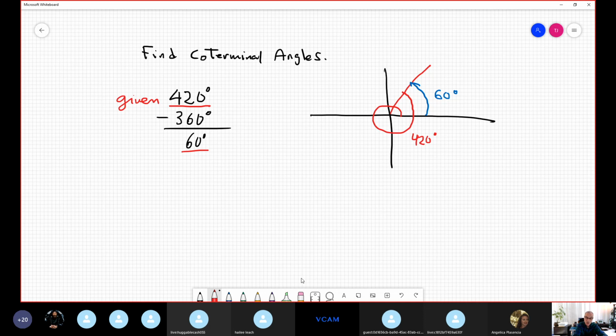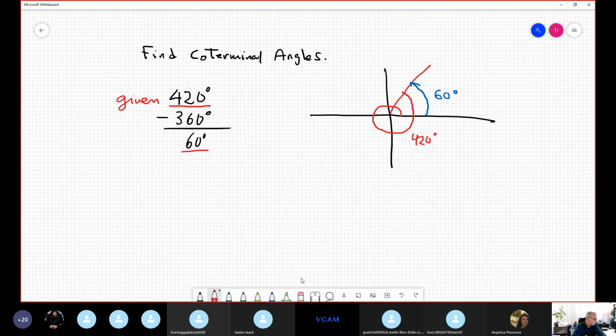This is important when we study the trigonometric functions. In the trigonometric function, you need to find the coterminal, because the trigonometric function for the 420 degree is equal to the trigonometric function of the 60 degree. We study trigonometric function next time, not today. Today is basic angle. Okay?